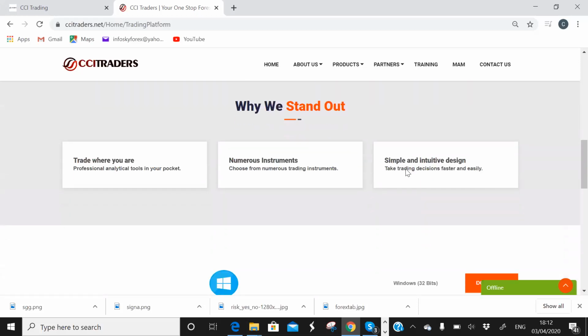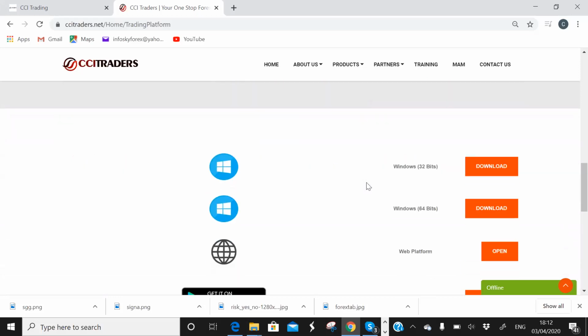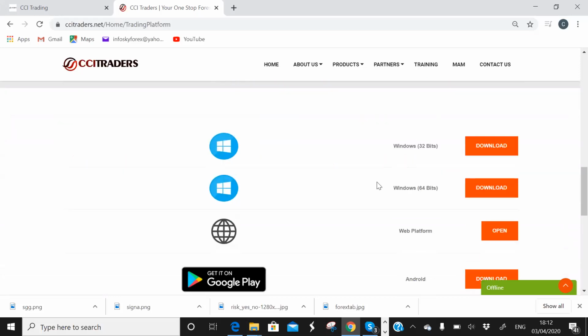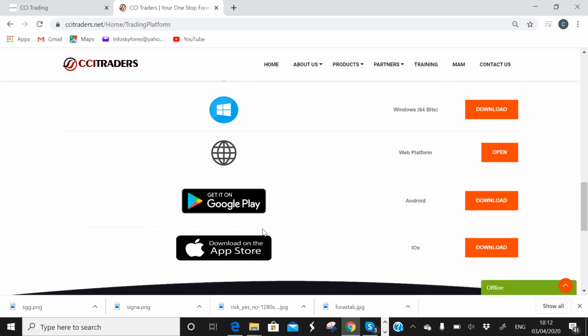Then you can select from numerous instruments that you may wish to trade. You have professional tools that can help you analyze the market very well. These are different types of platform you can download. You will see the 32-bit Windows platform. You see the web trading platform. You see the Android platform where you can use your phone, or your iPhone, you go to the Apple Store and get the iOS version of the platform.